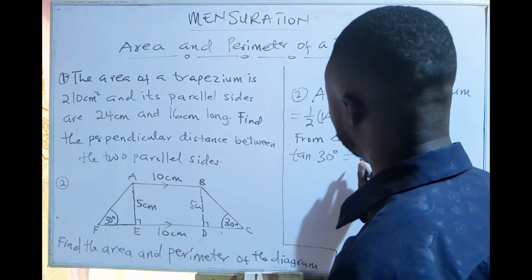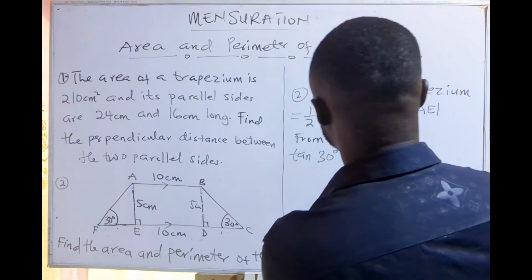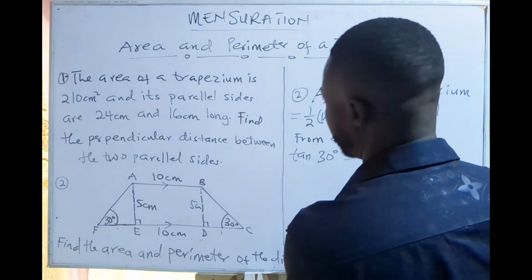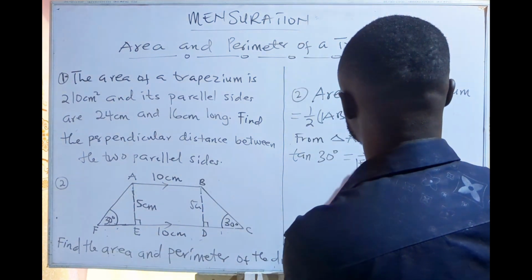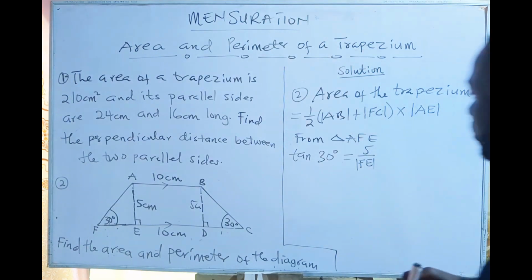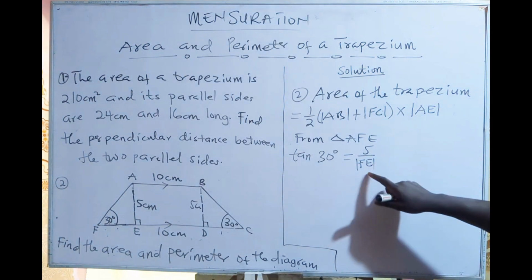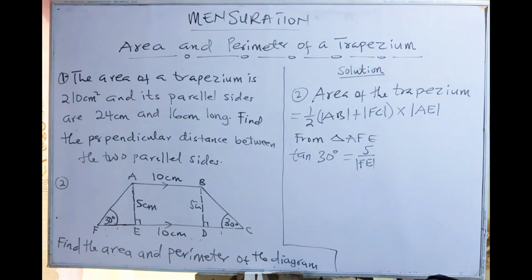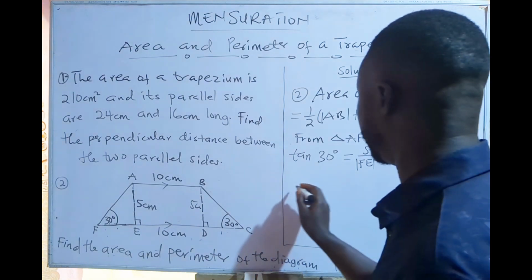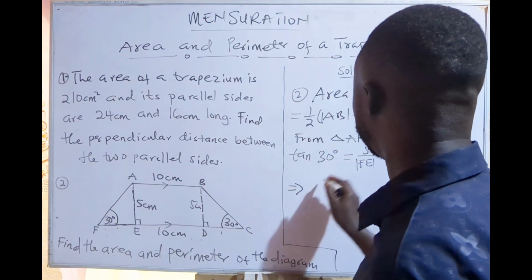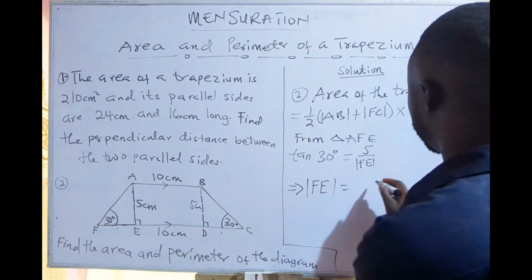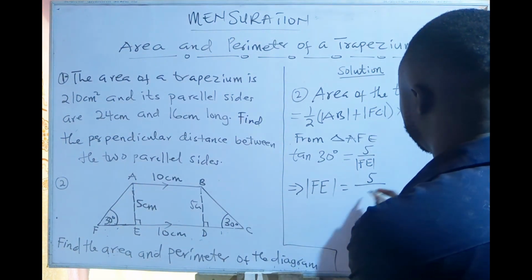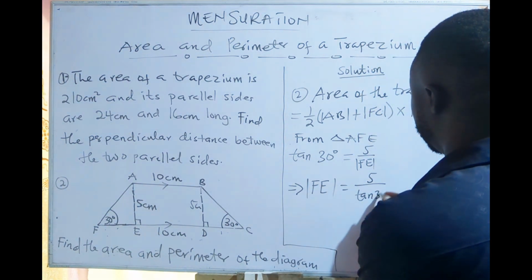Tan 30 degrees, tan is what? Opposite over adjacent. So if I want to find FE, I will go here and tan 30 will come here. It implies that FE is equal to 5 divided by tan 30 degrees.